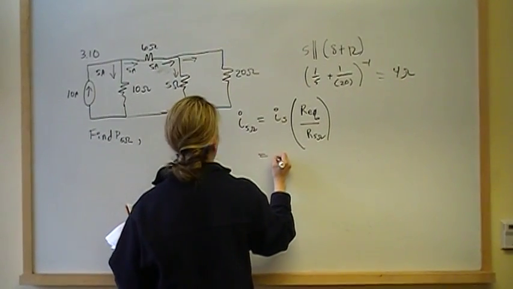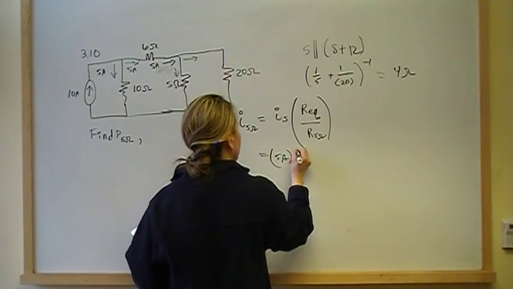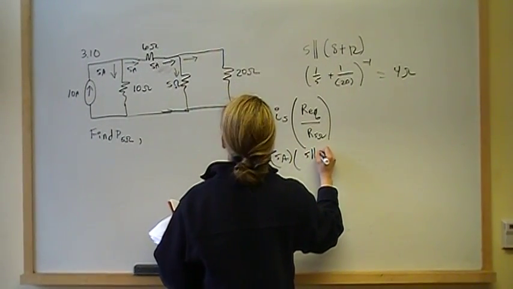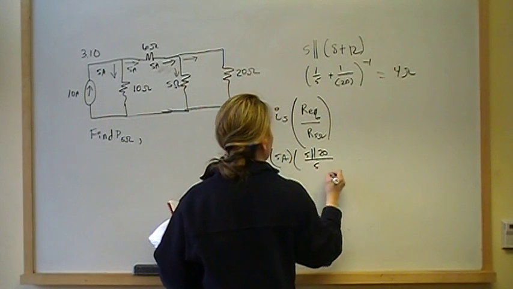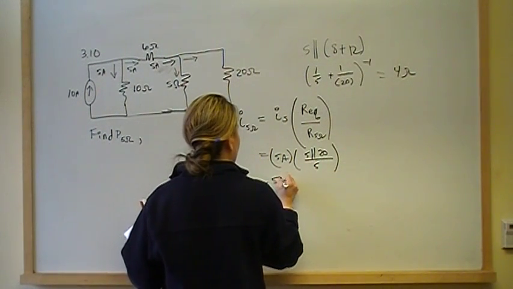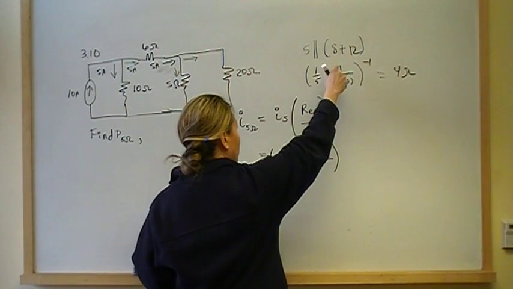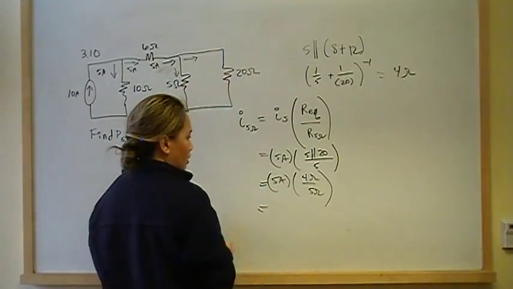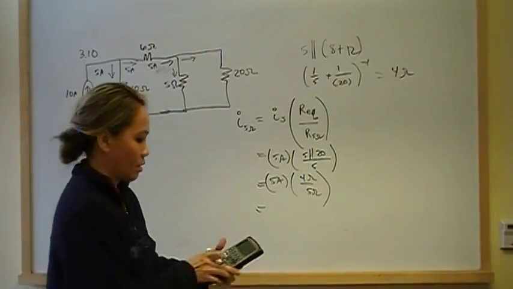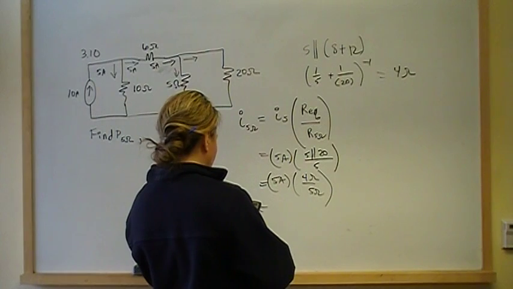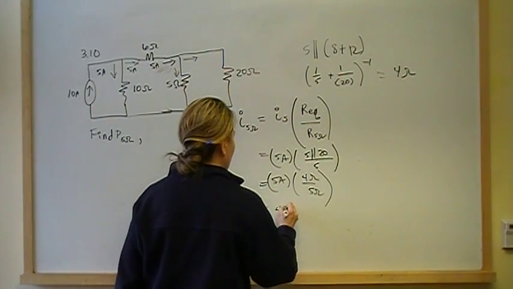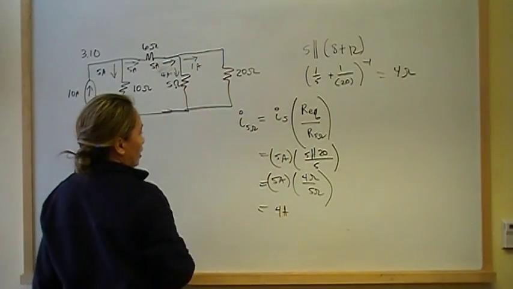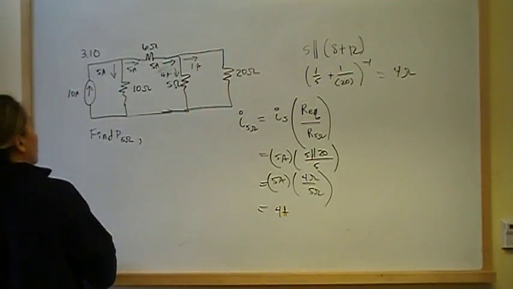That's going to give me 5 amps times 5 in parallel with 20 divided by 5. 5 amps, 5 in parallel with 20, we just found that to be 4 ohms, over 5 ohms. So 5 times 4 divided by 5 is 4. So we have 4 amps going through here, and then 1 amp is going through there. Okay, so now we have the current.